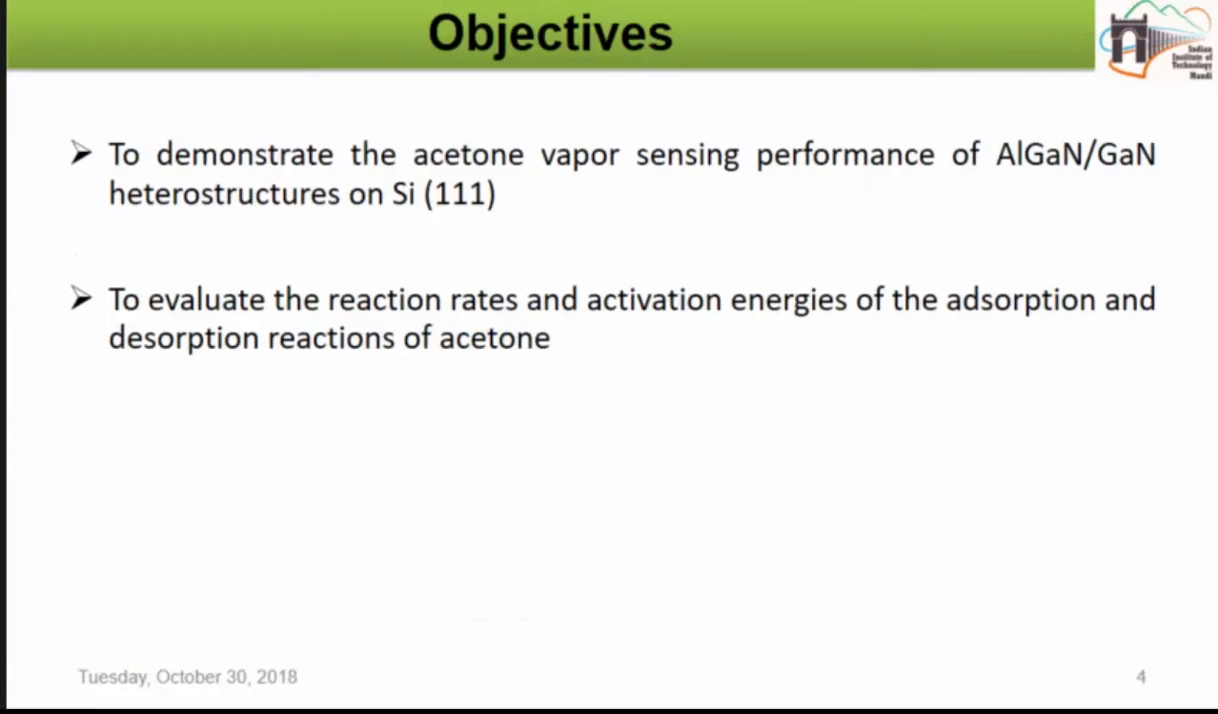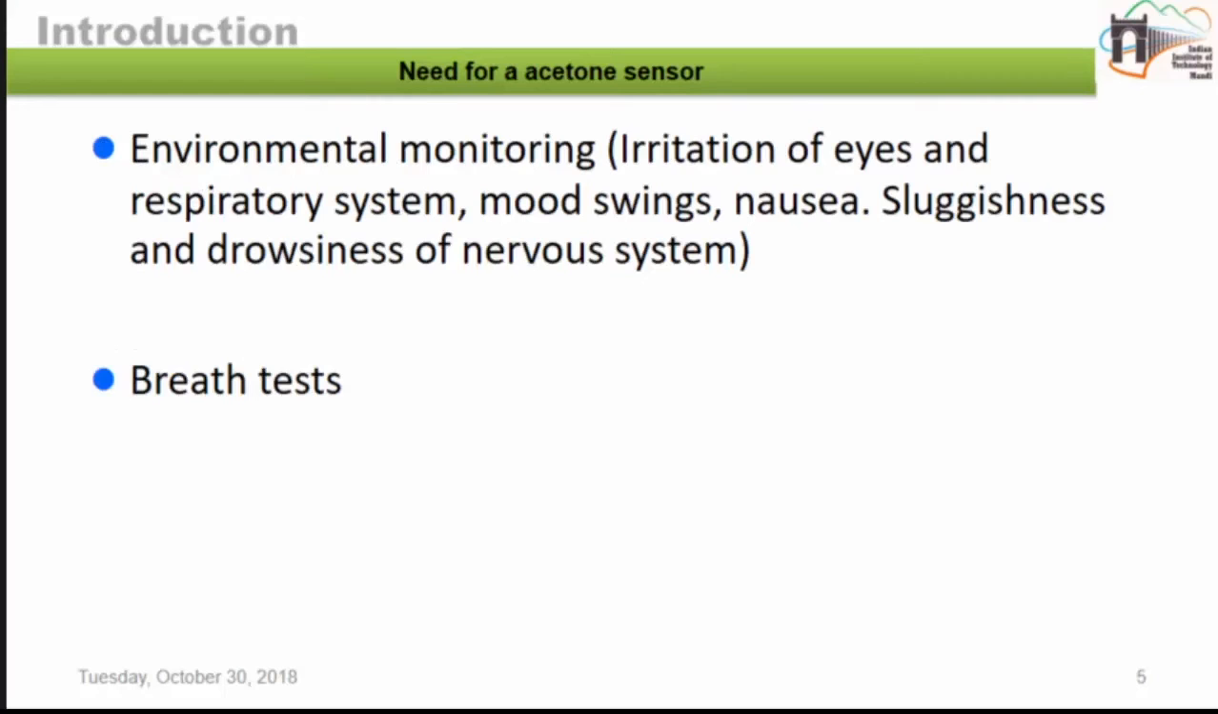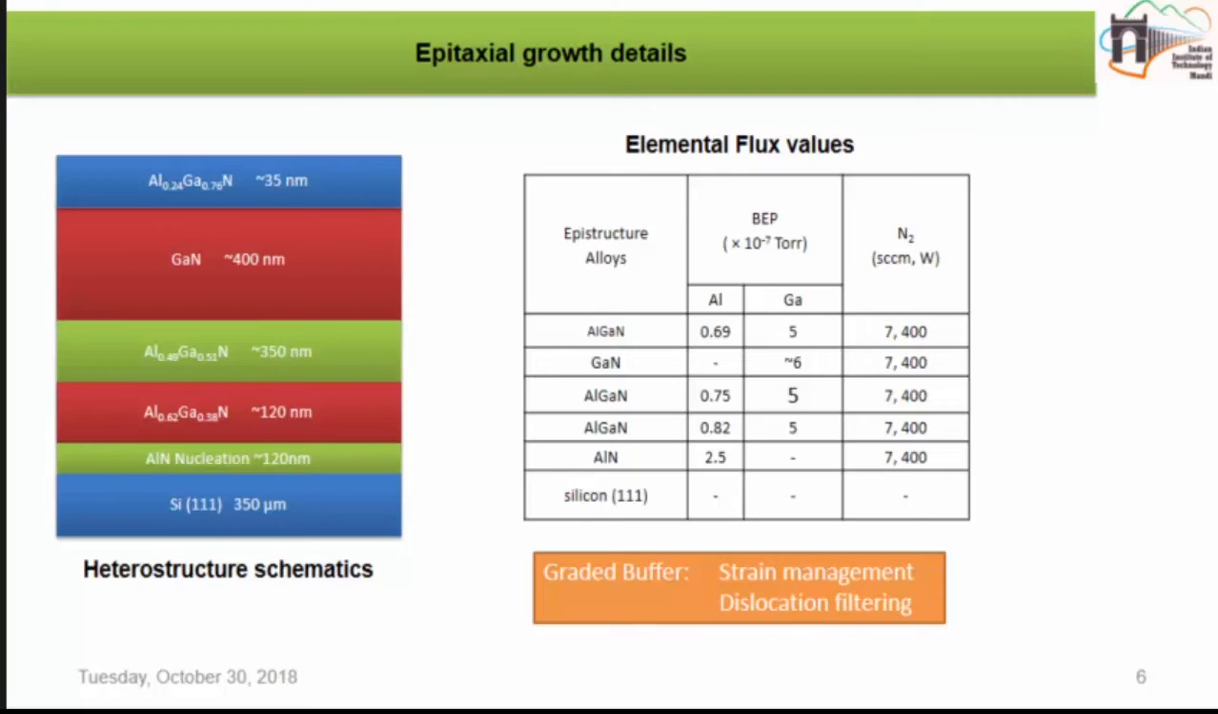These are the main objectives of this work: to demonstrate the acetone vapor sensing performance of AlGaN heterostructure on silicon 111, and to evaluate the reaction rates and activation energies of adsorption and desorption of acetone. These are the needs for an acetone sensor, to name a few among others: environmental monitoring and breath tests. So I will go to the material section first.